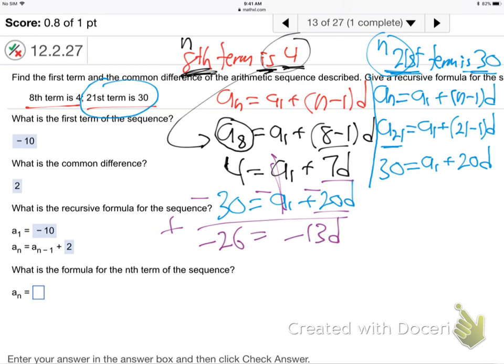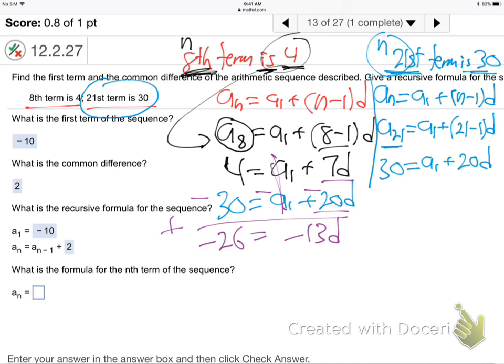So from the top again, 8th term is 4, so I plug in 8 for n, and said the 8th term is 4. So I got that equation, did the same thing for the other. Have the two equations with A1 and D. Multiply the bottom one or the top one, it doesn't matter, by -1. Add them up. That way you get one of the letters to drop out.